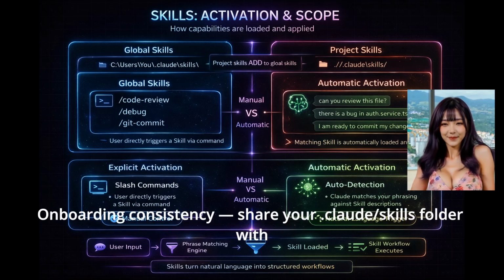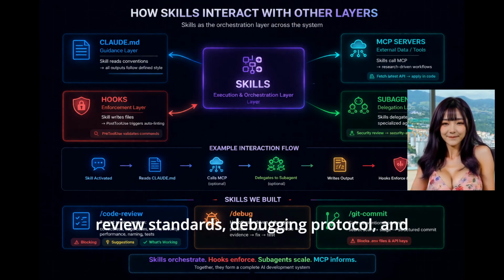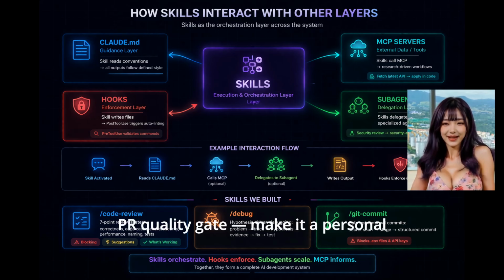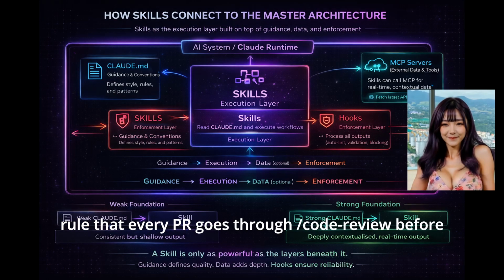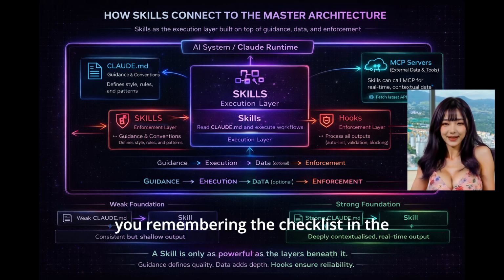1. Onboarding consistency. Share your .claude/skills folder with every new developer on the team. They instantly have your code review standards, debugging protocol, and commit conventions as /commands. The skills are the training. 2. PR quality gate. Make it a personal rule that every PR goes through code review before it is opened. Systematic, consistent, does not depend on you remembering the checklist in the moment.